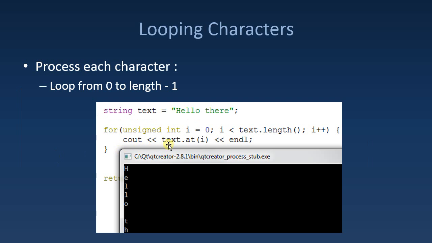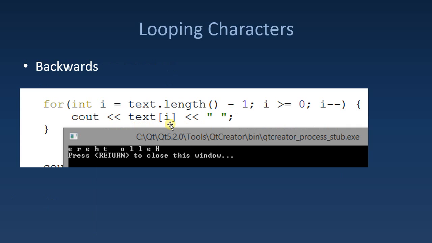Saying text.at will give me the character at that location, but won't allow me to modify it. Saying text[i], instead of just printing this, I could say text[i] equals something new to change each character. And this particular listing goes backwards through the string. We start at the length minus 1. If there's 10 characters, then the last character is number 9. We count down until we get to 0. And that'll take hello there and print it backwards, starting with the E and working its way backwards.